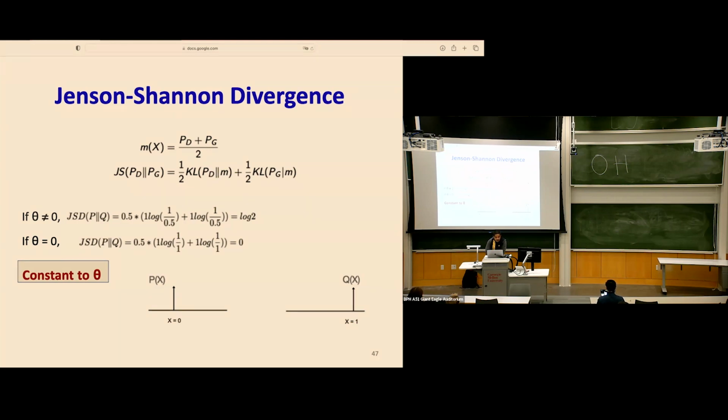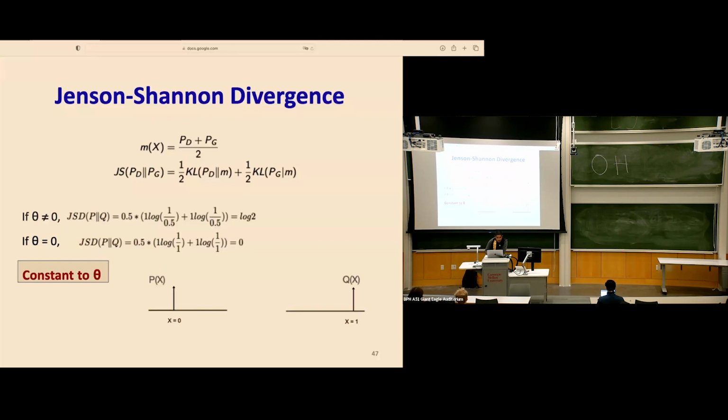Now in this case, if the distance between the two distributions is not equal to 0, we can see that the Jensen-Shannon divergence is log 2. It's a constant. It doesn't blow up to infinity. So this resolves the KL divergence issue. But if theta is equal to 0, then JSD also drops to 0. So when theta is not equal to 0, the value of JSD is still constant. So JSD is also not differentiable with respect to theta.